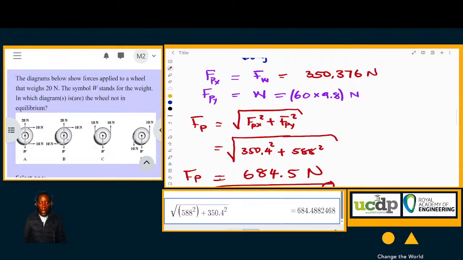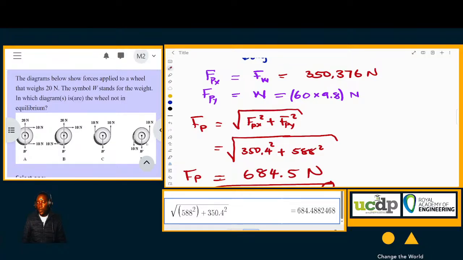Then for B, vertical forces balanced, horizontal forces balanced, but rotational forces, they are both clockwise. So in terms of moments, there is no equilibrium there. B is not in equilibrium. Then for C, upward and downward, 10 plus 10, 20 versus the weight, it's balanced. Left and right is balanced. There's no force in either direction on the horizontal. Then for torque, the clockwise moment and anti-clockwise moment are balanced. So C is in equilibrium fully.